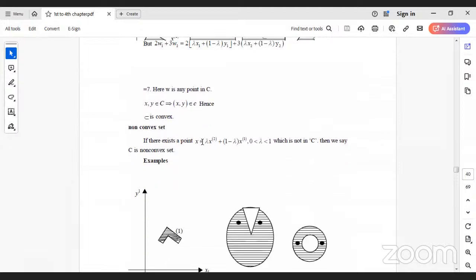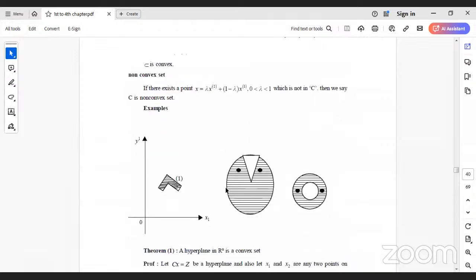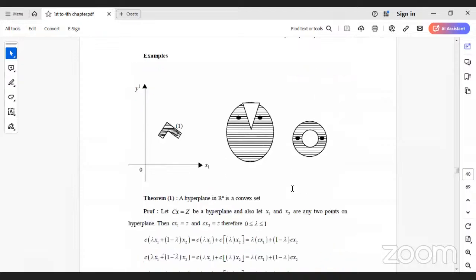Clear? Okay. Non-convex set: if there exists any point λx² + (1 − λ)x¹, 0 < λ < 1, which is not in C, then we say the set is not convex. So this is the non-convex set. What are the examples you have to see here?